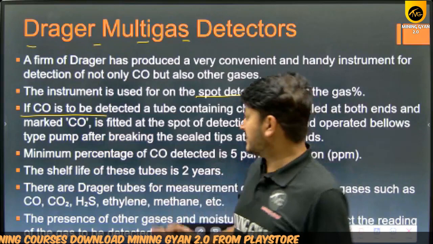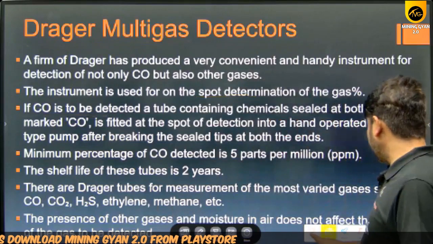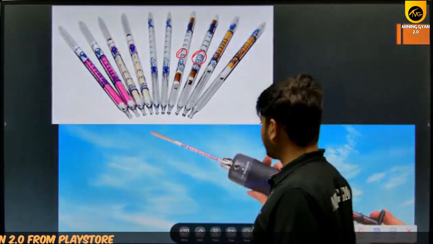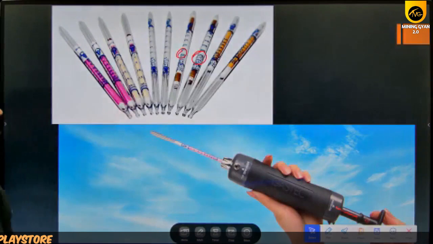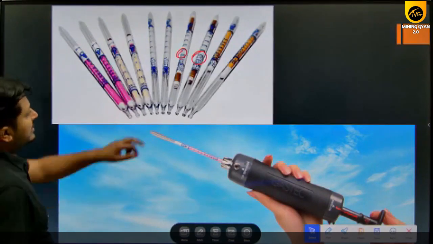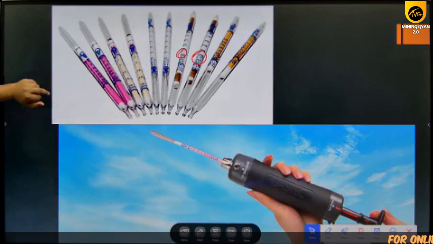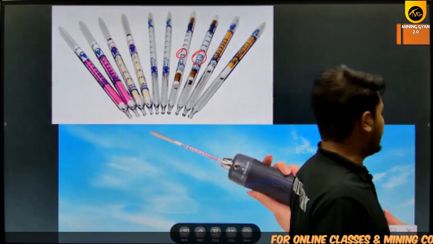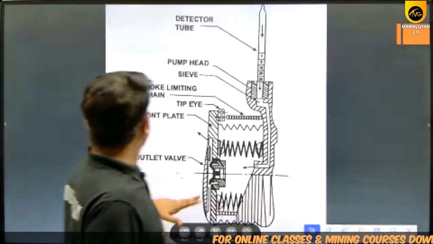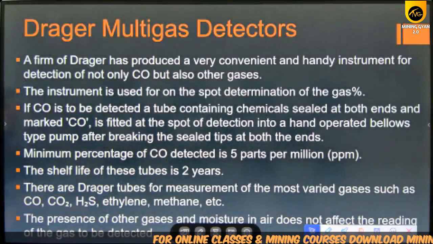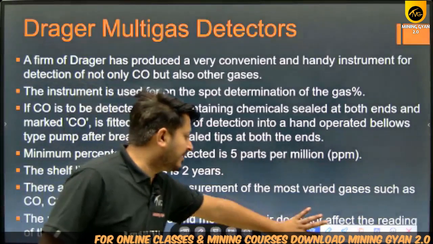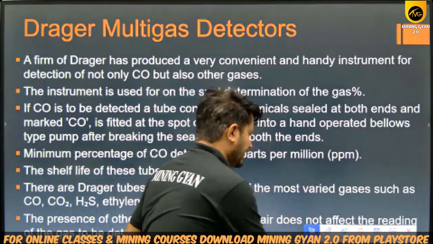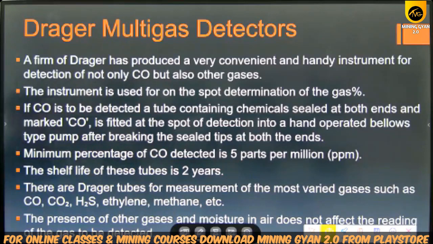Basically the name of the gas is written on the tube like this, as you will be able to see that CO is written over there on these tubes. There are different kinds of tubes, and each tube is specifically for a different gas. So you can imagine it like this. The Drager multi-gas detector works like this only: tubes are provided for different gases, and you can use different tubes for detecting different gases.